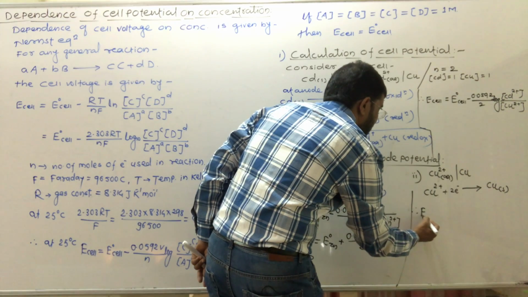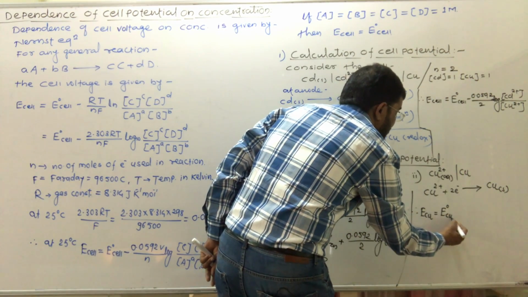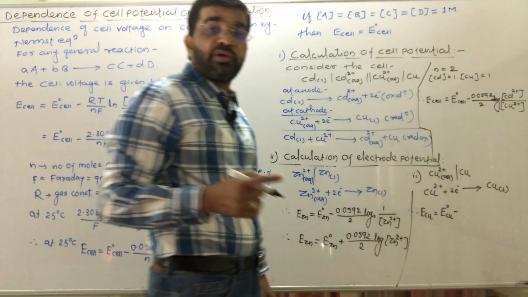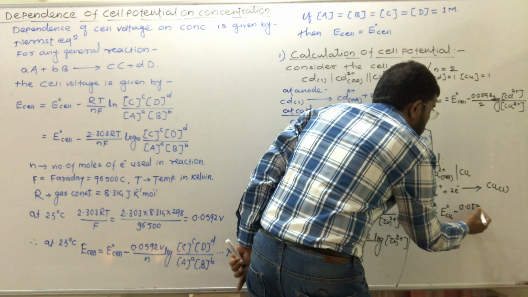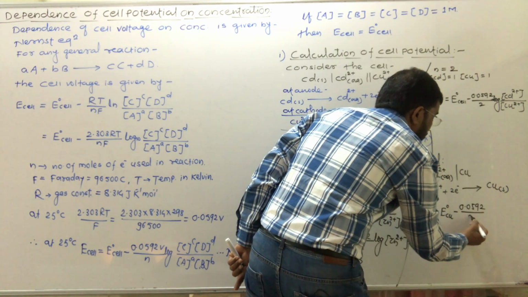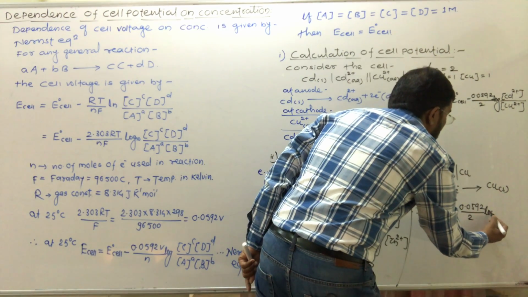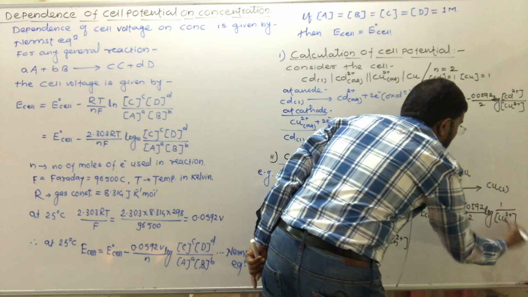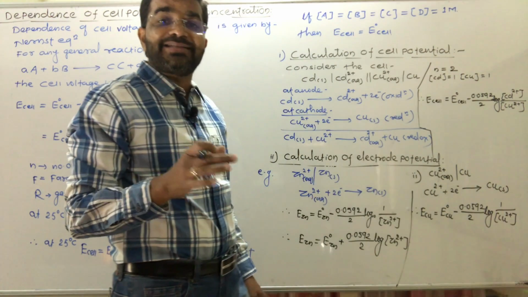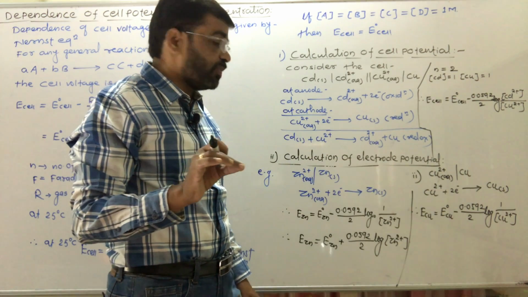Therefore, the reduction potential of the copper electrode is equal to the standard reduction potential of the copper electrode minus 0.0592 upon 2, the number of electrons used in this reaction, into log to the base 10 of 1 upon the concentration of copper 2+ ion. That is nothing but the Nernst equation applied for the copper half cell or copper electrode.